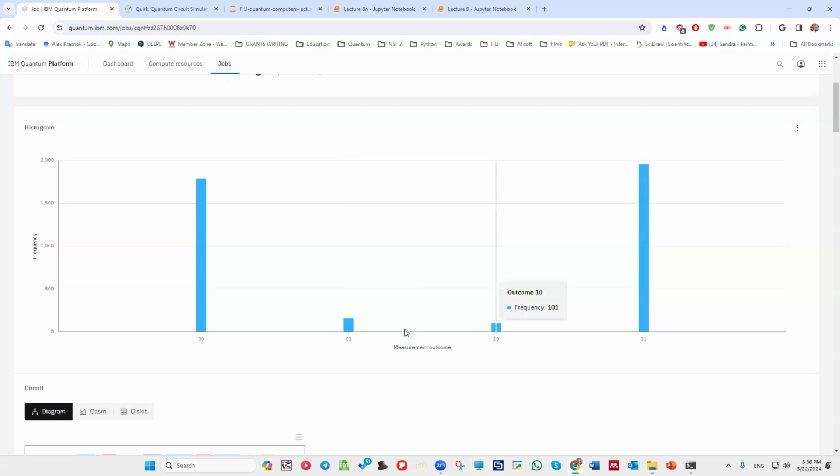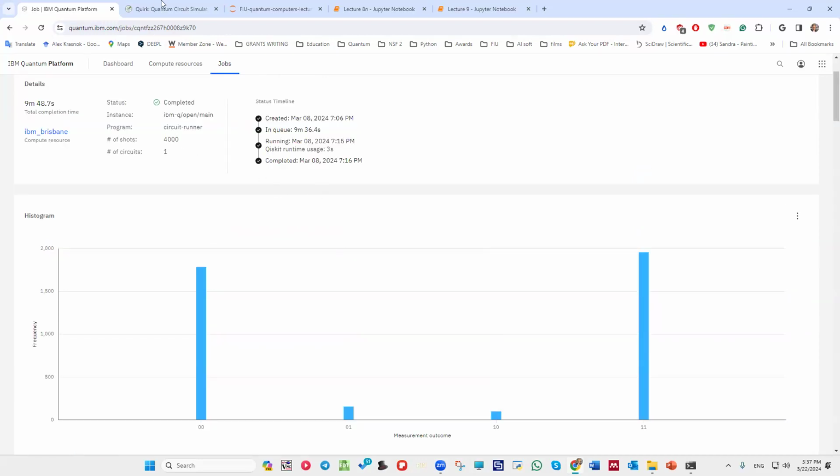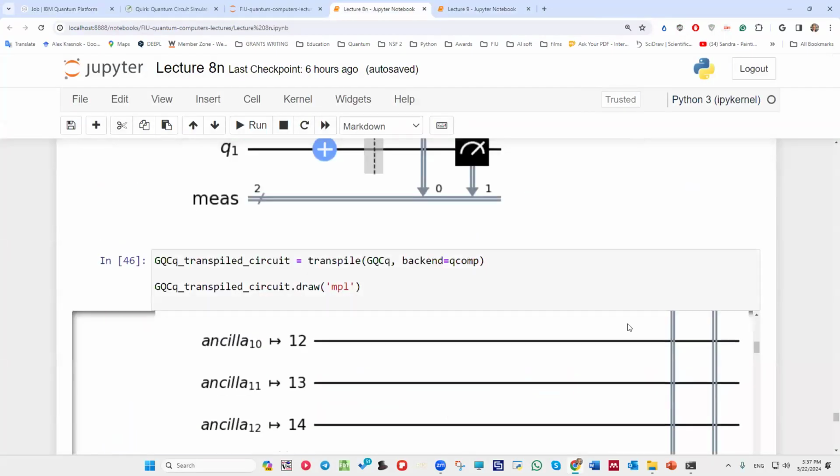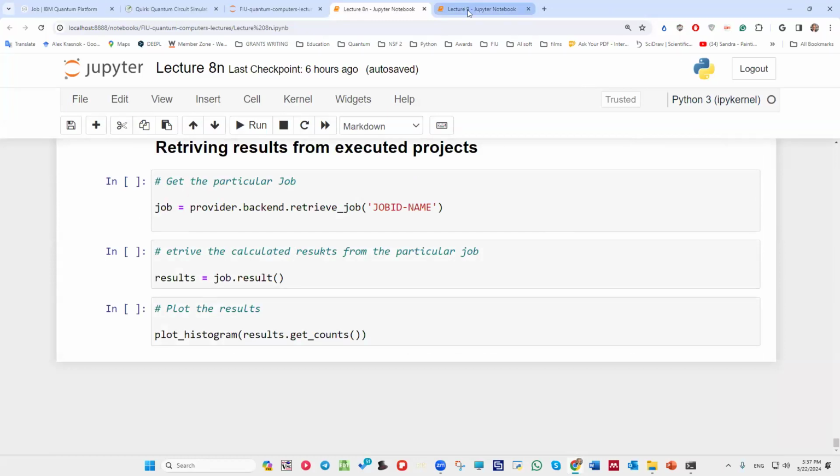For the real system, we of course have these extra states, 0,1 and 1,0, because the system is real, right? Because of the imperfection of the quantum computer. All right. Yeah, so this is basically what we discussed last time.